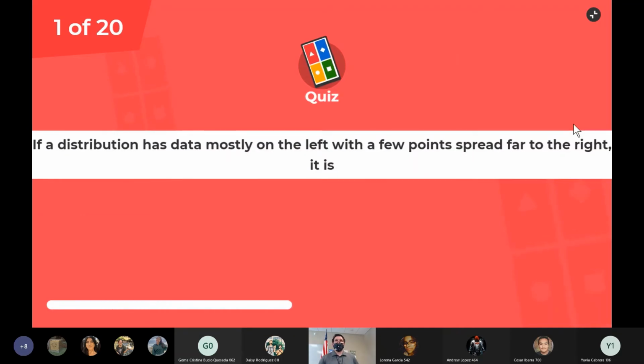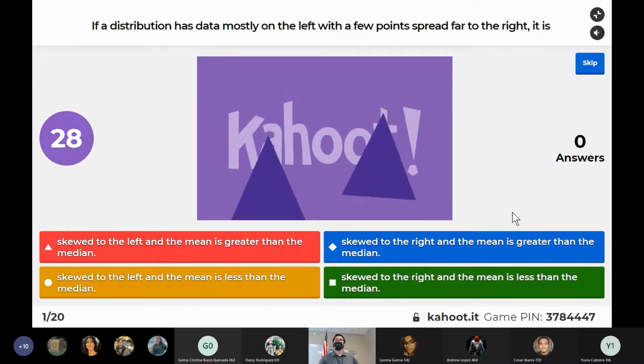If a distribution has data mostly on the left with a few points spread far to the right, it is blank. Please make your selection.